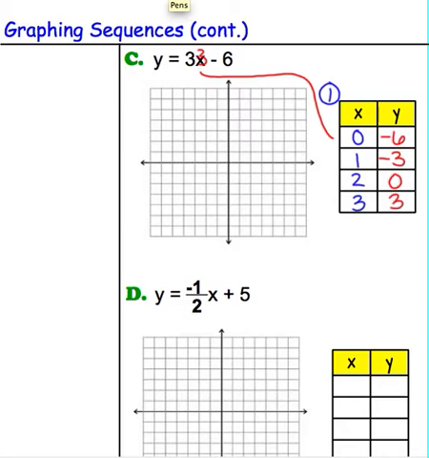So I've done my first 3 steps, and now I need to graph it. I put my points: 0, negative 6; 1, negative 3; 2, 0; and 3, 3. So now I've got my dots, and I can go ahead and graph my line.